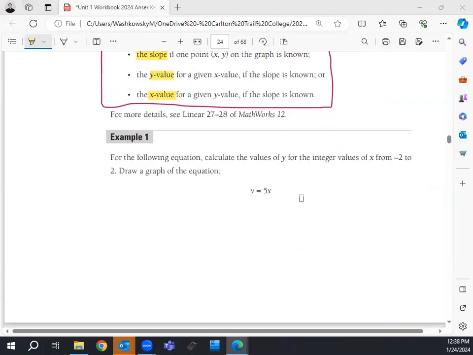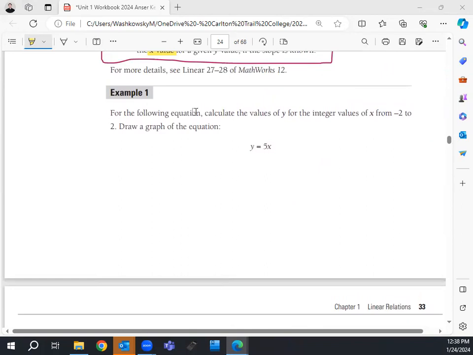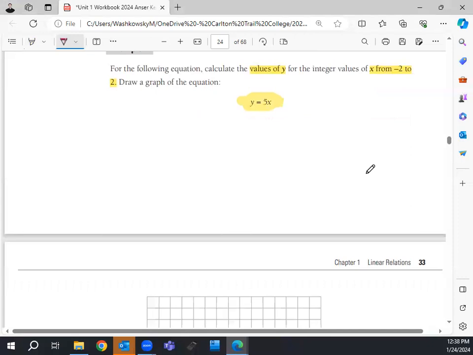So let's try this out. We have an example here. For this example, we're going to calculate the values of y when we have an x from -2 to 2. So this is our equation. We are given an equation here. We want to figure out what the points are from this. So the first thing we want to do is draw a graph of it.